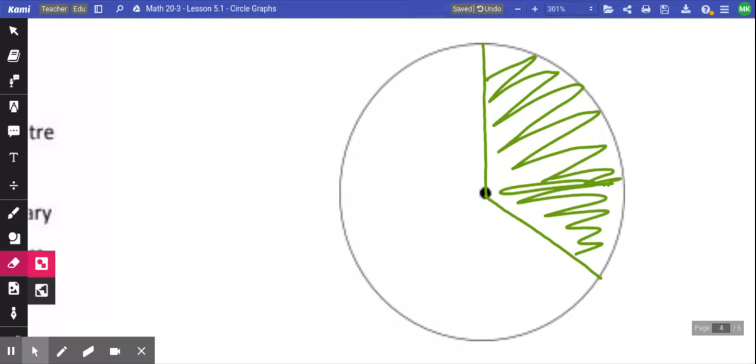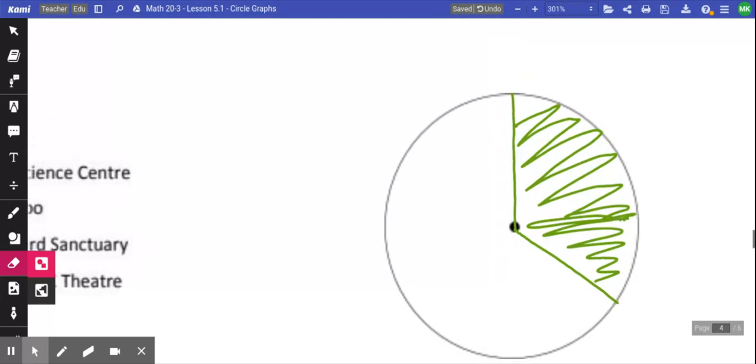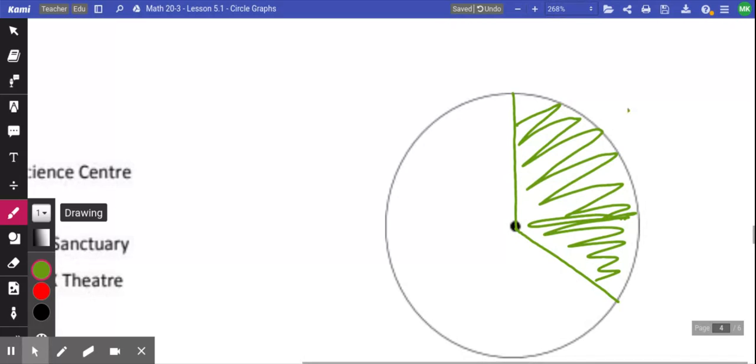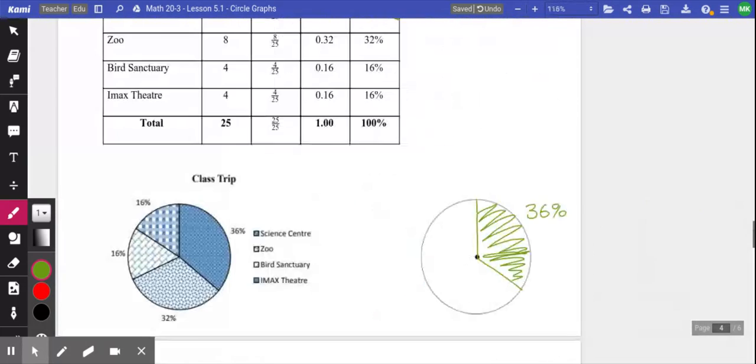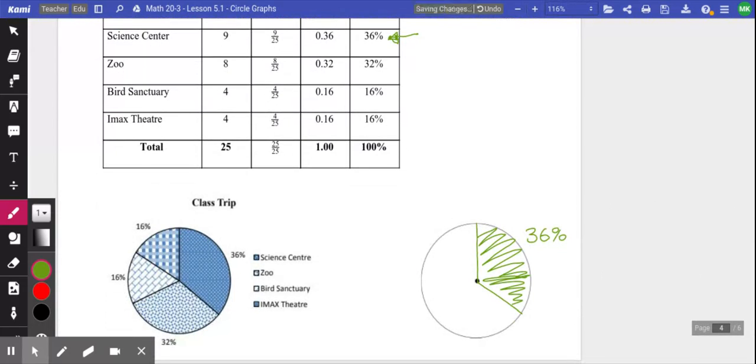And it is just an estimation, right? But it's a pretty close estimation. And it's very important that you label things so that I know what you're talking about. This is my 36% for the Science Center. So I'm just going to put SC for Science Center.